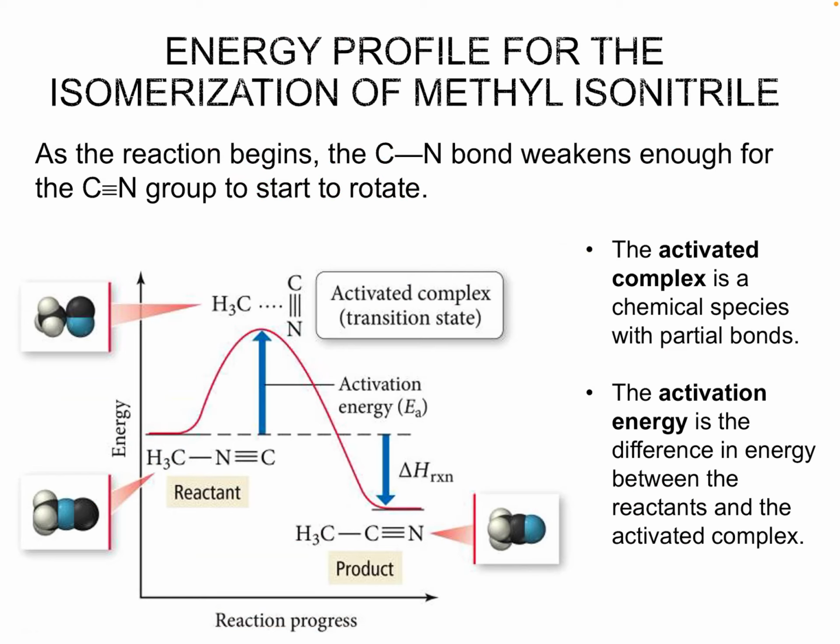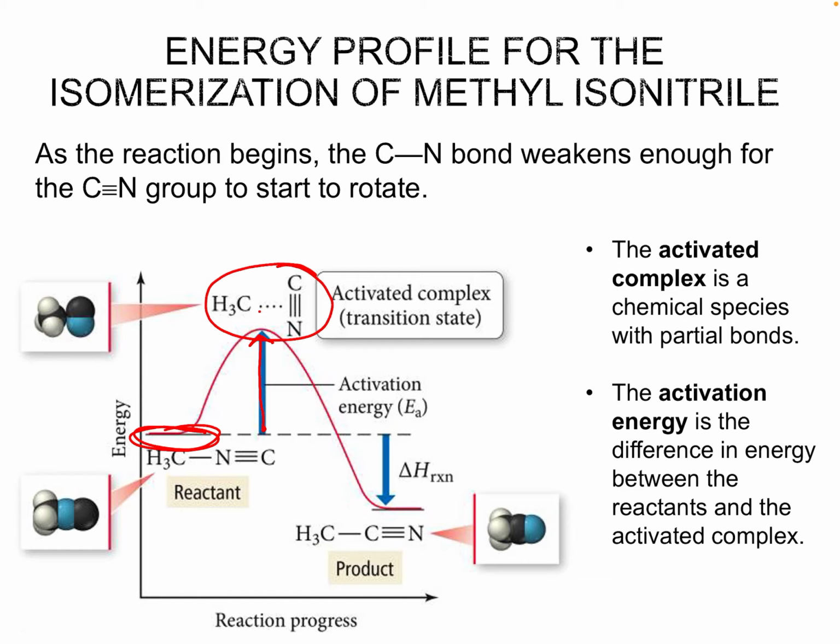So here's the energy of our reactants right here. And then again, we need some amount of energy to start to break that carbon-nitrogen bond. Okay, so we need to put in energy. And the energy that we put in, that's that activation energy. So we're going to put in energy to cause that carbon-nitrogen bond to weaken, and that will cause that nitrile group to rotate. Okay, and so this is the transition state.